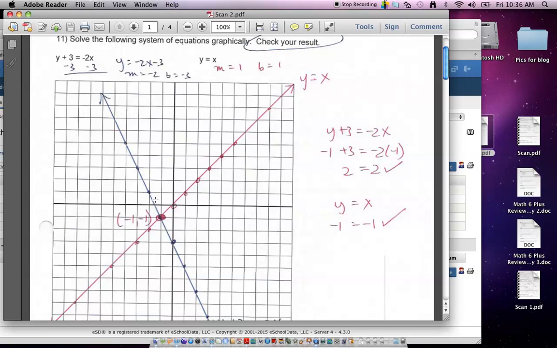I have a question. Did anybody begin here and then go up 2 over 1? Negative always goes down. Yeah, I started that way, but I went that way because I saw it was coming up.